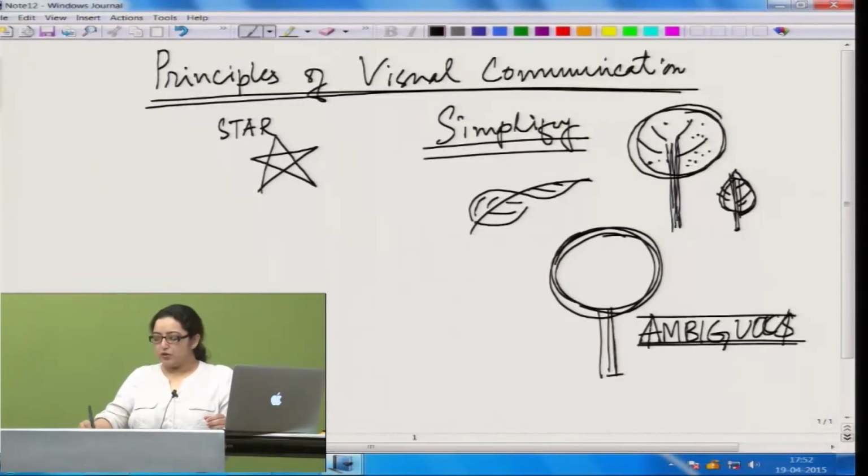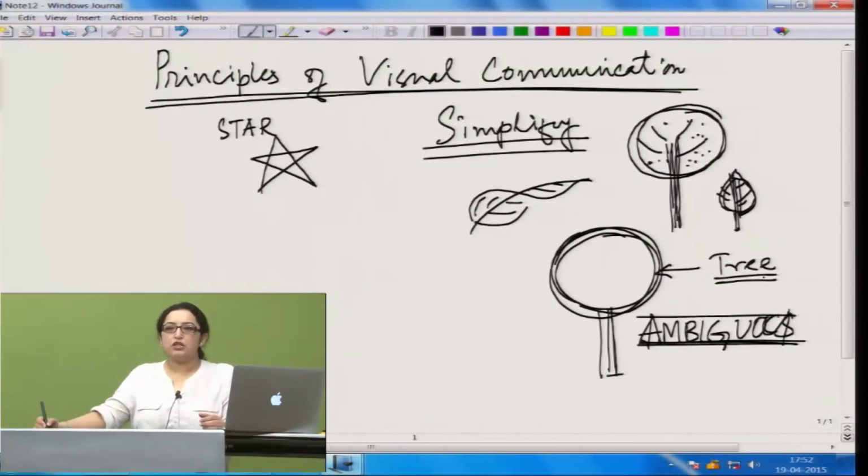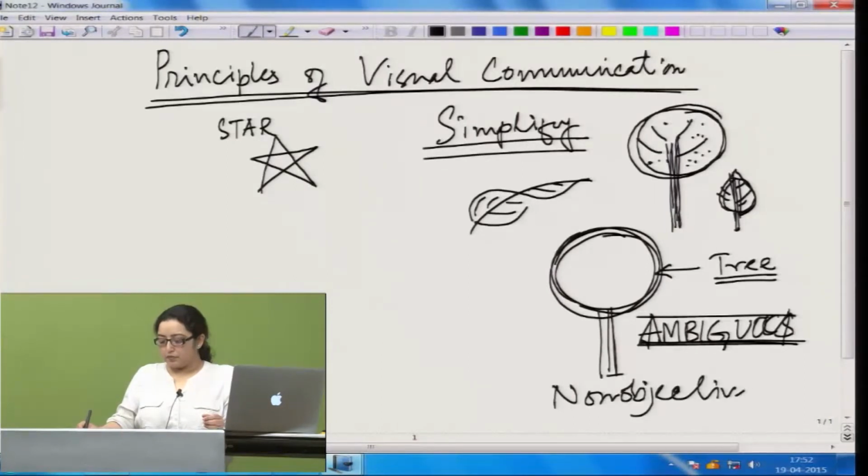So, this particular form has a lot of ambiguity. You may not read it as a tree. This is too simple to understand it. So, the form in a way after a point, if it is oversimplified, it may also get highly saturated, and you may not read it as the image it is. So, slowly it becomes a form that is non-objective or non-representational.